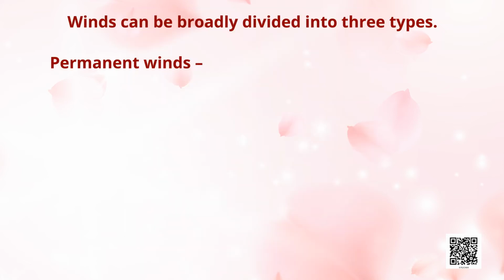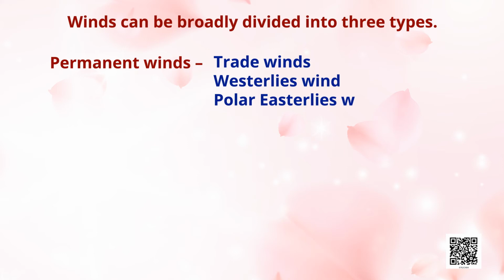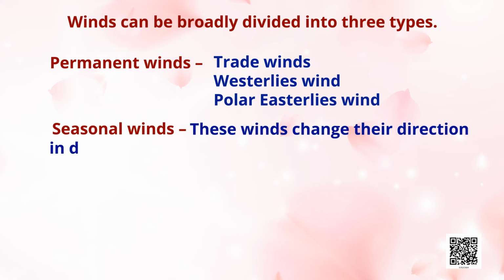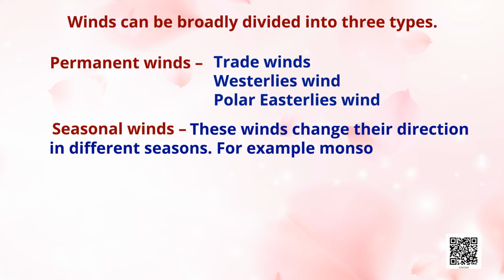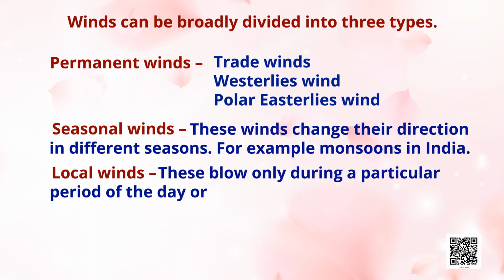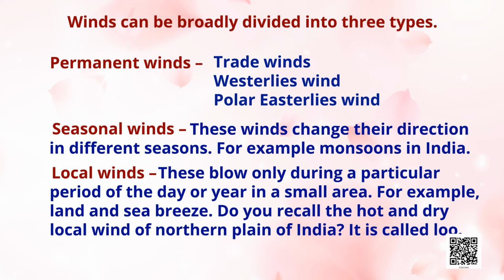First is permanent winds. In permanent winds, we have trade winds, westerlies wind and polar easterlies wind. These all are the permanent winds. These blow constantly throughout the year in a particular direction. Second is seasonal winds. These winds change their direction in different seasons. For example, monsoon in India. Third is local winds. These blow only during a particular period of the day or year in a small area. For example, land and sea breeze.